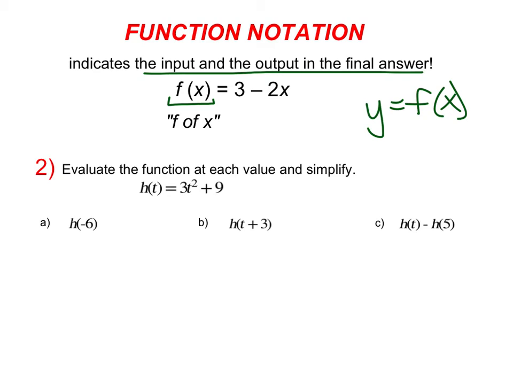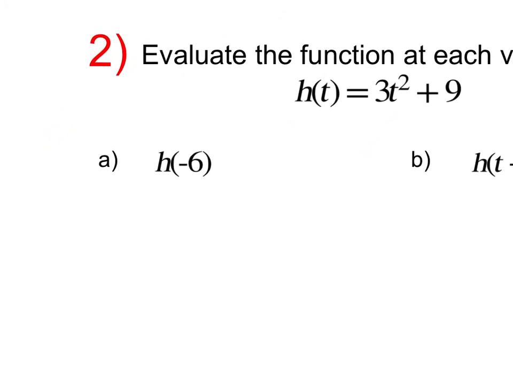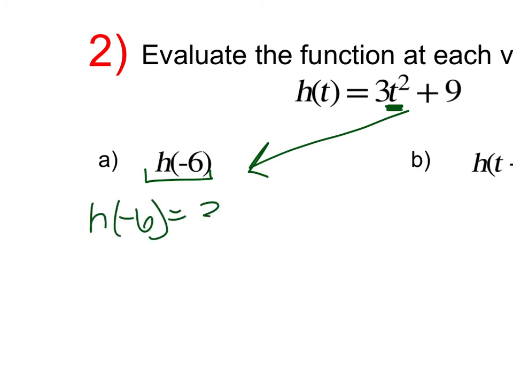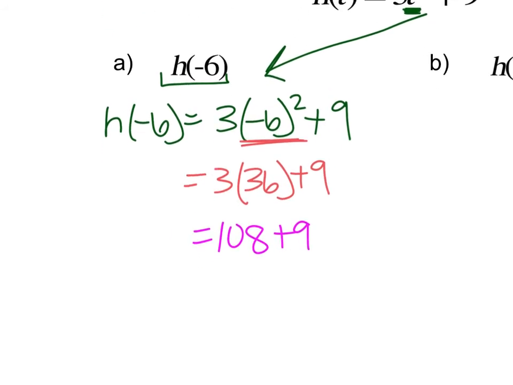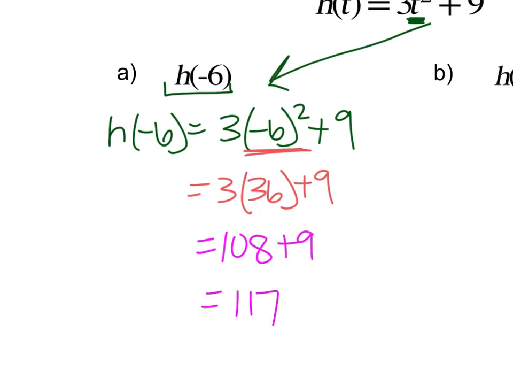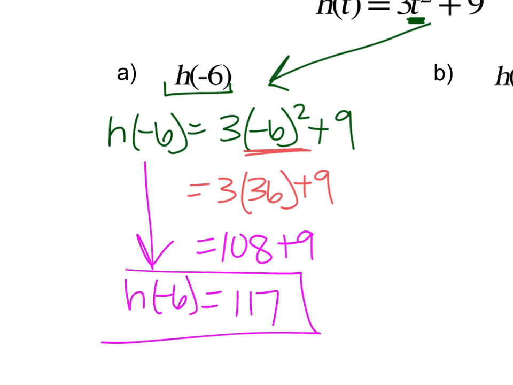For example, if we look at number 2 here and we do letter A, I want to find h of negative 6. Well, that means I take my function and I substitute negative 6 in for my variable, which in this case is t. So I would say h of negative 6 equals 3 times negative 6 squared plus 9. Order of operations, exponents first. So I'd get 3 times negative 6 squared is 36 plus 9. And then just keep on simplifying here. So I would get 108 plus 9, which is 117. So my final answer would be h of negative 6 equals 117.